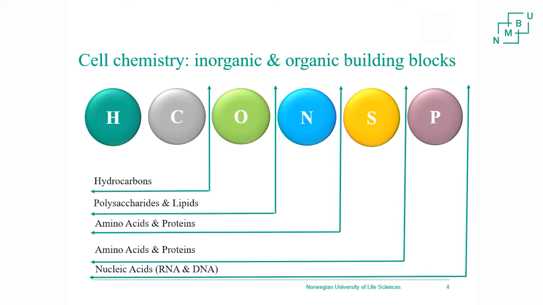When we study microorganisms, nearly in all cases we are interested in the cell chemistry of these organisms. And when describing cell chemistry, we need to know the basic inorganic and organic building blocks of cells. Here on this slide you see the basic inorganic chemical blocks: hydrogen, carbon, oxygen, nitrogen, sulfur and phosphorus. These inorganic blocks build several organic building blocks: hydrocarbons, polysaccharides and lipids, amino acids and proteins, and nucleic acids, RNA and DNA.